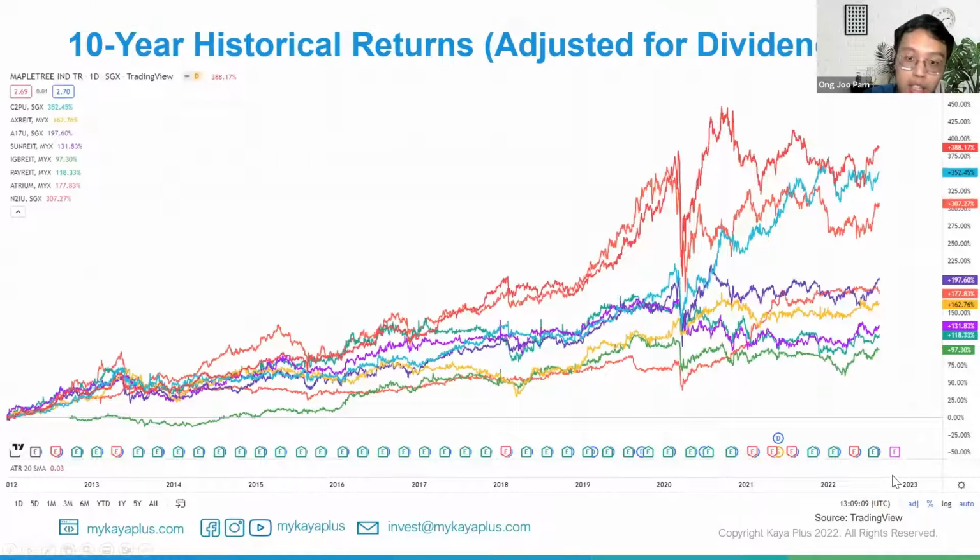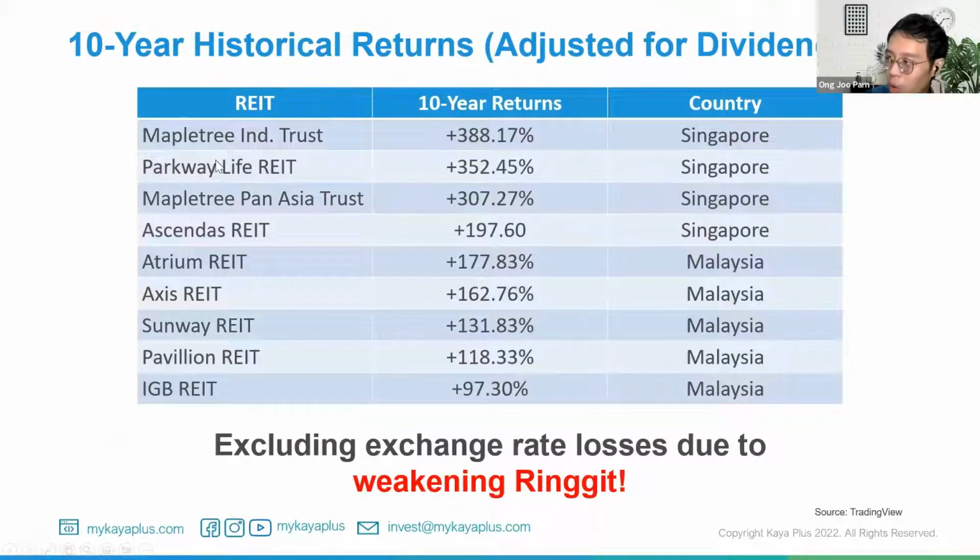From 2012 until 2022, what are the differences going to be? In first place, you have Singapore REIT at 288%, Mapletree Industrial. Second place, Parkway Life REIT at 352%, Mapletree Pan Asia at 300%. And from here, you can see very, very scary differences. Why are all these Singapore REITs occupying the top 4 positions? And even if I take Ascendas REIT at 198%, it is still outperforming Atrium REIT by around 20%.